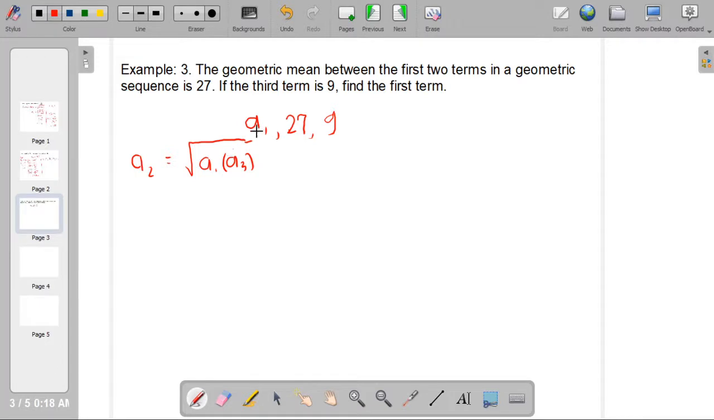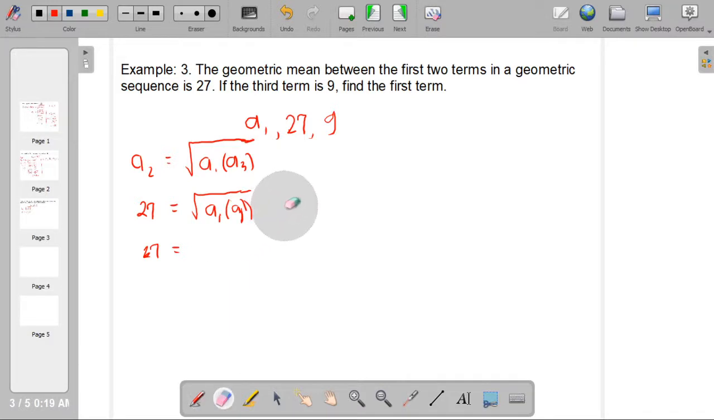So our a sub 2 is given, and that is 27. 27 is equal to the square root of, your a sub 1 is unknown, so copy a sub 1. And then your a sub 3 is 9. So this is 9. And then after that, we simply copy 27. And then we multiply a sub 1 and 9. That is equal to... okay, this is 9.